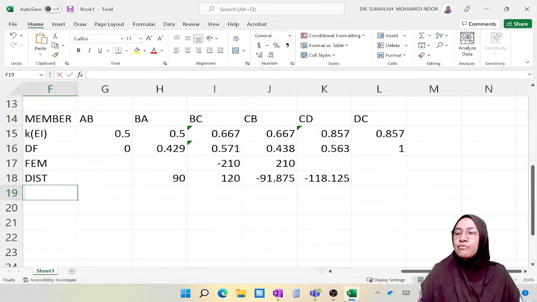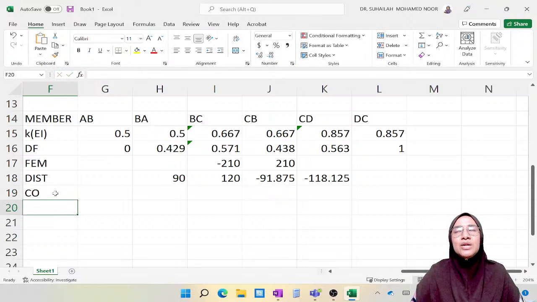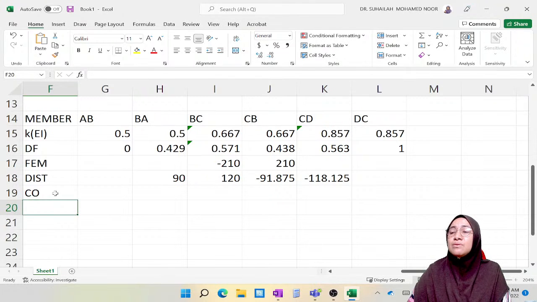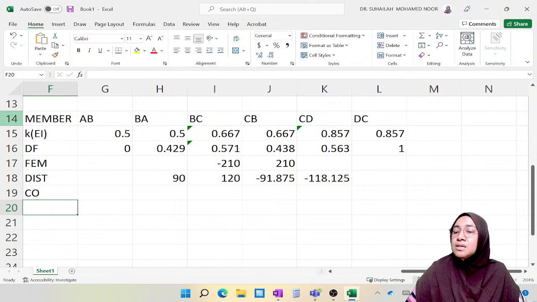Okay, next is carry over. For carry over, we only use the factor, we don't calculate the factor. We just apply the factor. The factor is 0.5 for fixed end and internal member, rigid joint as well, and 0 for pin. And DC at D, because D is pin, so there's no value because the factor is 0.